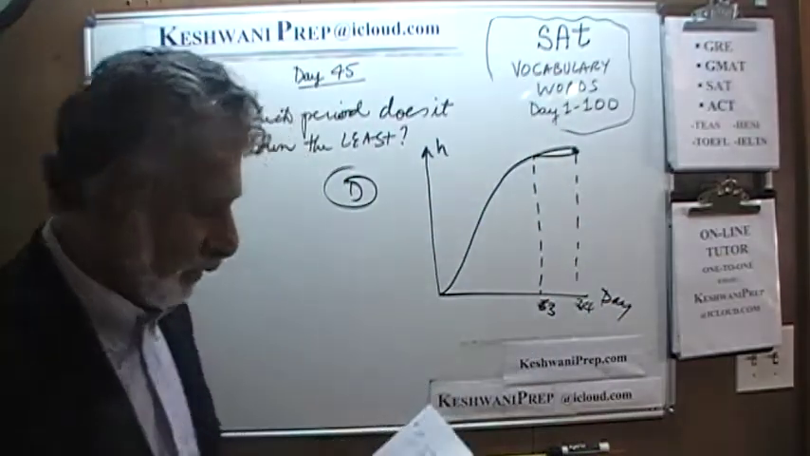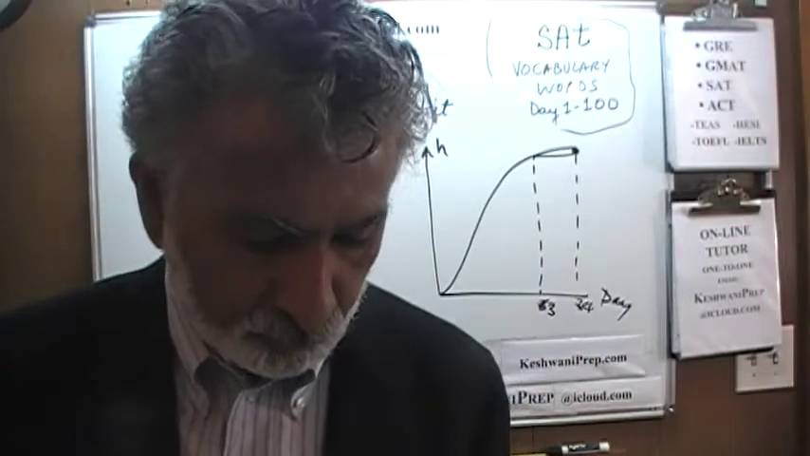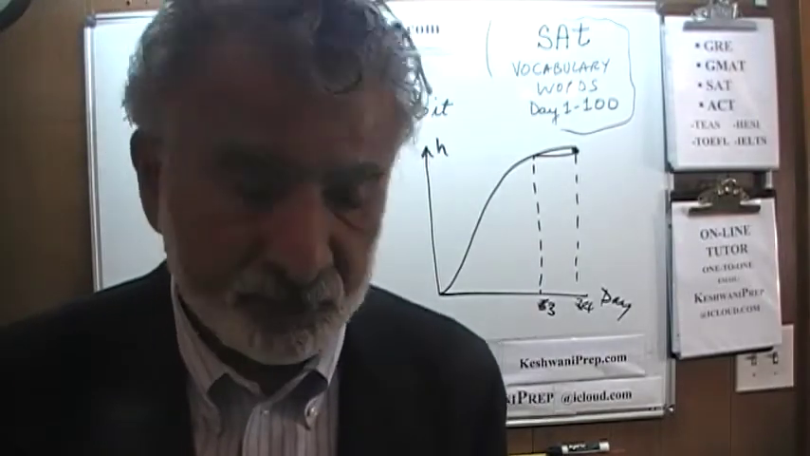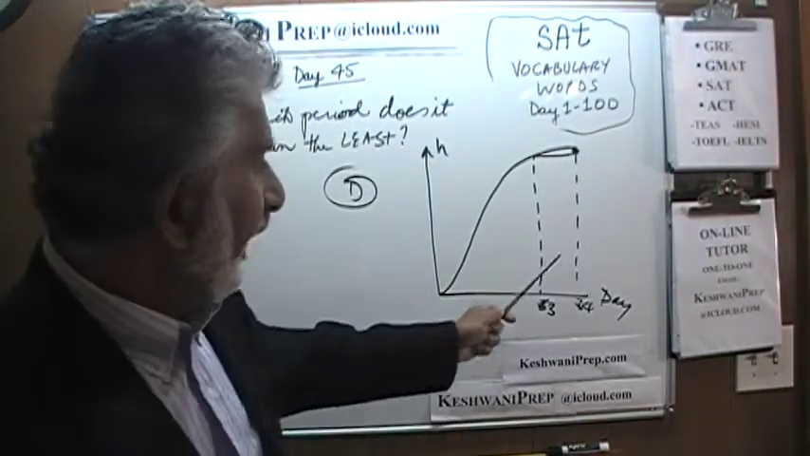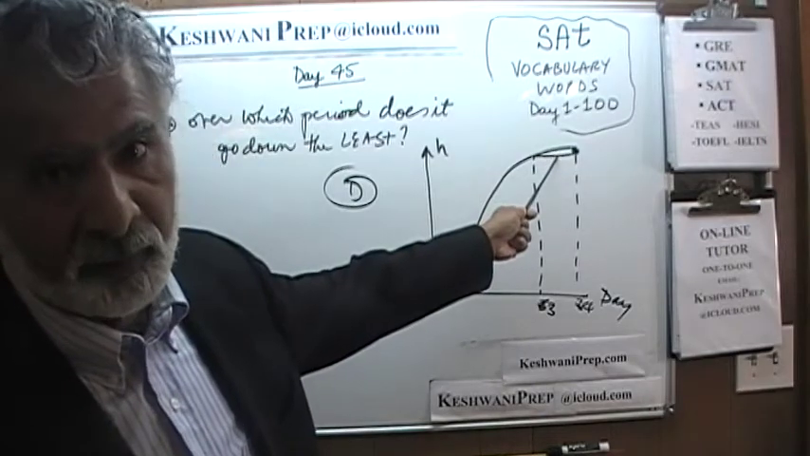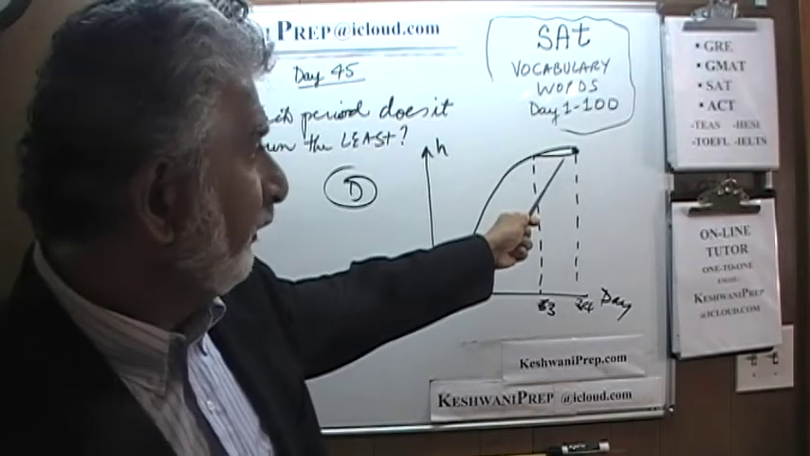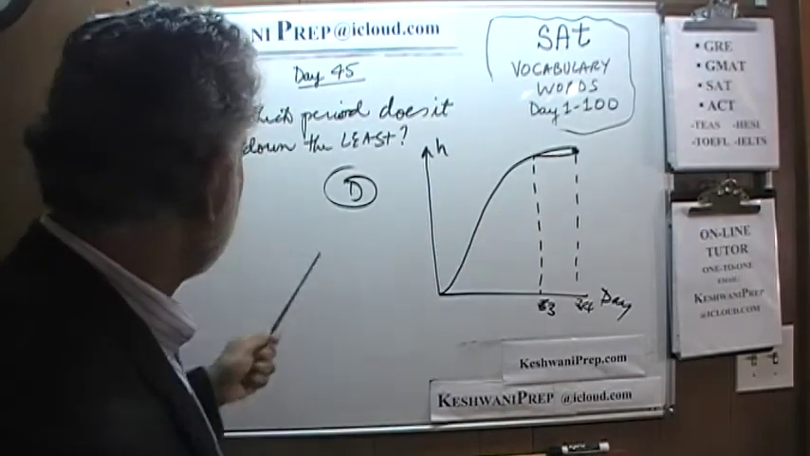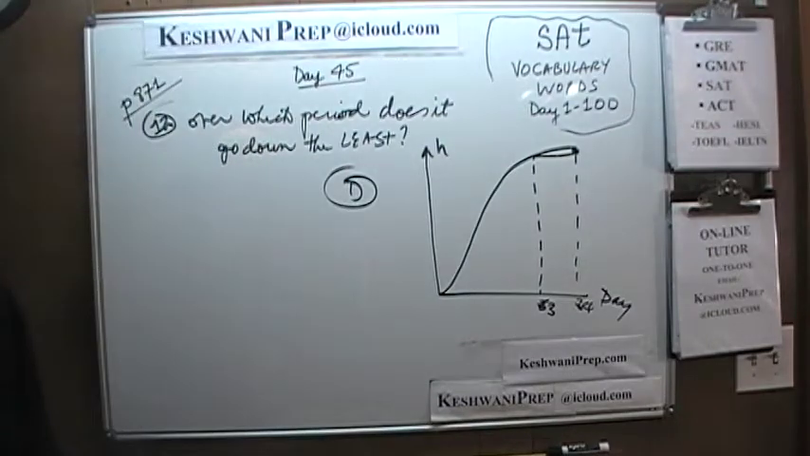In all the other three periods that they give us, the growth is going to be much higher because the slope is much higher. By the time you get to the last period, it almost becomes flat. The slope almost becomes zero. It hardly grows at all. It's the last period. Answer is D. There's not much to do there.